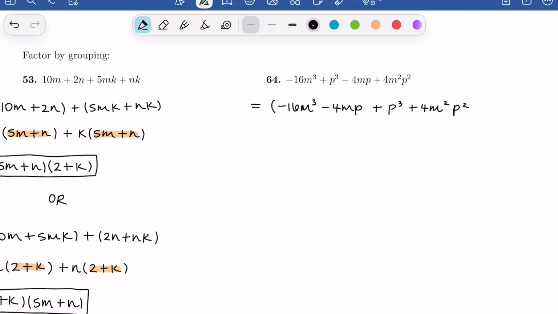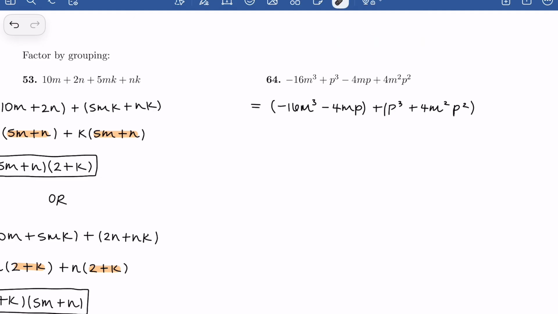Now doing that, we're going to have our first group here that shares a common factor of 4m, and then our second group here that shares a common factor of p squared. Both of these terms have at least 2 factors of p. All right, so now we know that each group has common factors. We are going to pull them out. So in this first group here, I'm going to pull out a 4m.